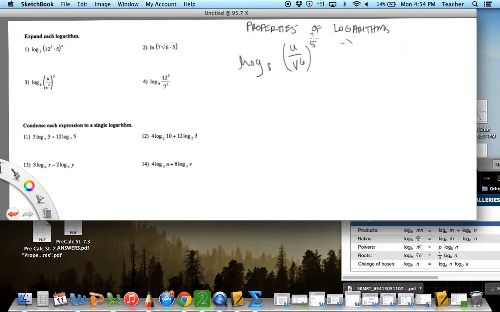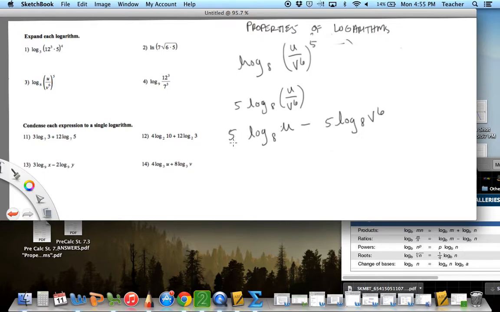Now what you would do here is we still have our quantity being taken to a power. So the first thing we're going to do is that's going to drop down into the front. So we have 5 times log base 8 of u over v to the 6th. Now with division, you can kind of see how this works: when we have division, instead of an addition sign, we're just going to subtract. So we have 5 log base 8 u minus 5 log base 8 v to the 6th.